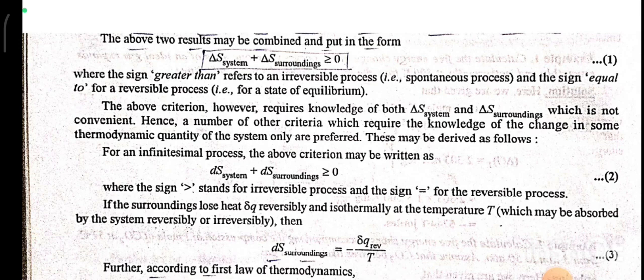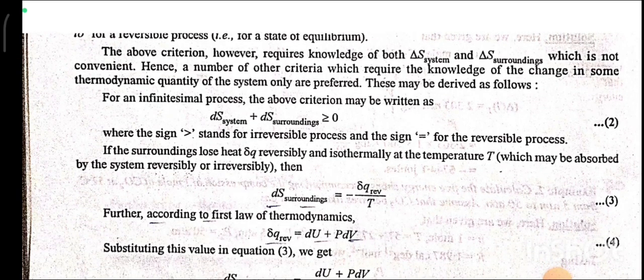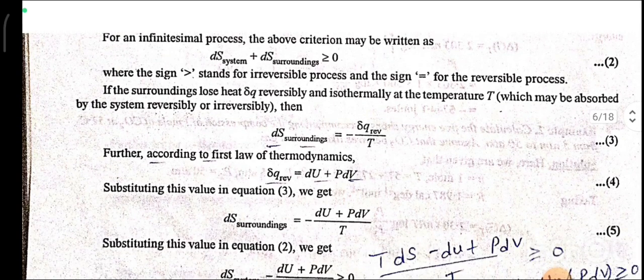For an infinitesimal process, the above criterion may be written as dS of system plus dS of surroundings is greater than or equal to 0. The sign greater than stands for irreversible process and the sign equal to stands for reversible process. If the surroundings lose heat δQ reversibly and isothermally at temperature T, which may be absorbed by the system reversibly or irreversibly, dS of surroundings = −δq reversible / T.